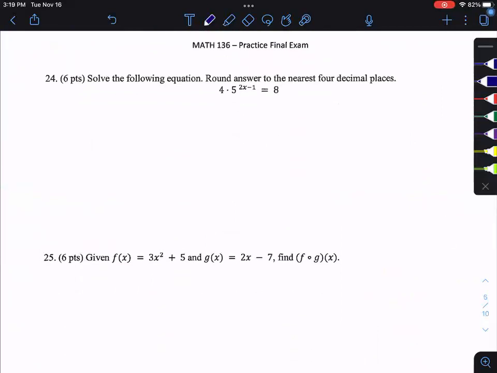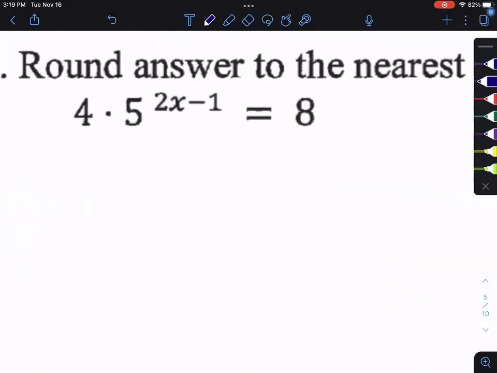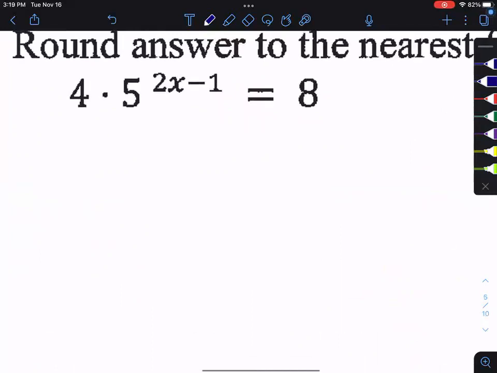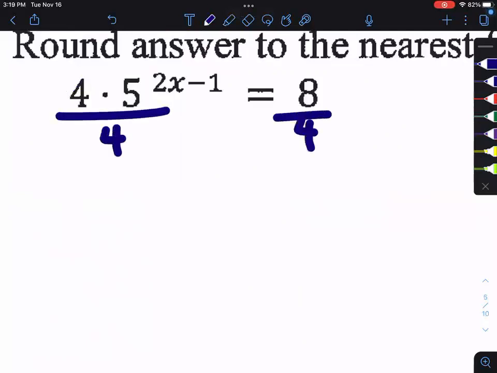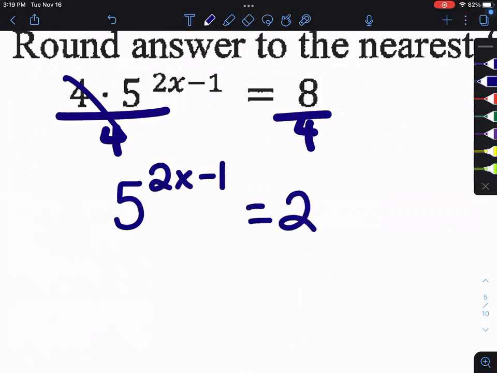Last two, solve the following equation. Make sure to round your answer to the nearest 4 decimal places. So for this one, we're starting off with 4 times 5 to the 2x minus 1. You must, first of all, get rid of this 4. So that 4 is being multiplied by the 5, so we want to divide both sides by 4. That's going to give us 5 to the 2x minus 1 equals 2.